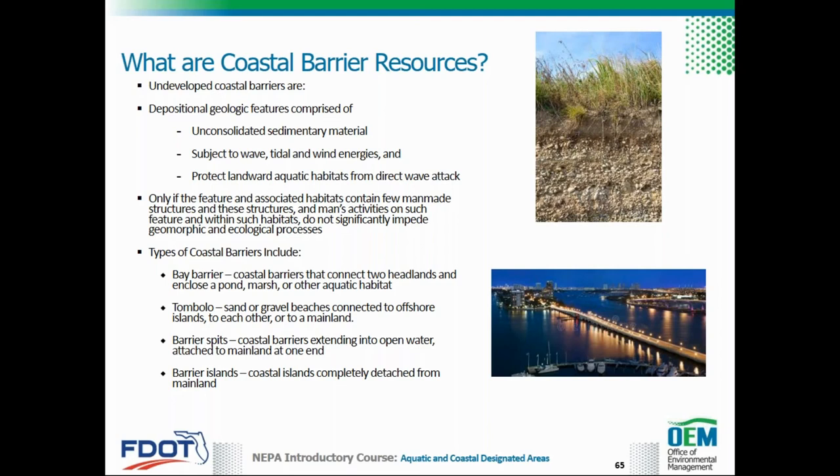Types of coastal barriers include bay barriers, which are coastal barriers that connect two headlands and enclose a pond, marsh, and other aquatic habitat. Tombolos, which are sand or gravel beaches connected to offshore islands to each other or to a mainland. And barrier spits, which are coastal barriers extending into open water attached to a mainland at one end. And barrier islands, which are coastal islands completely detached from mainland.